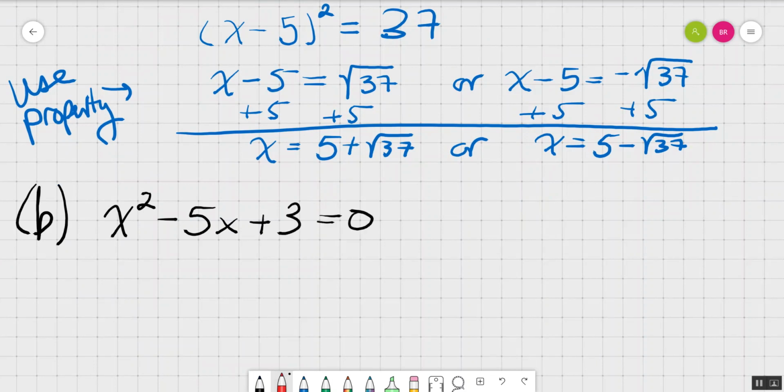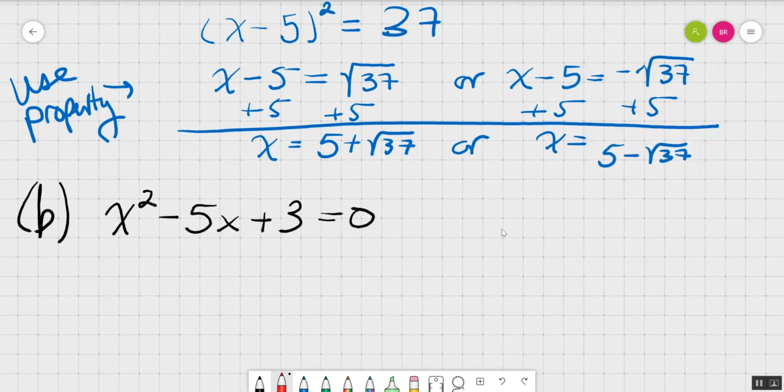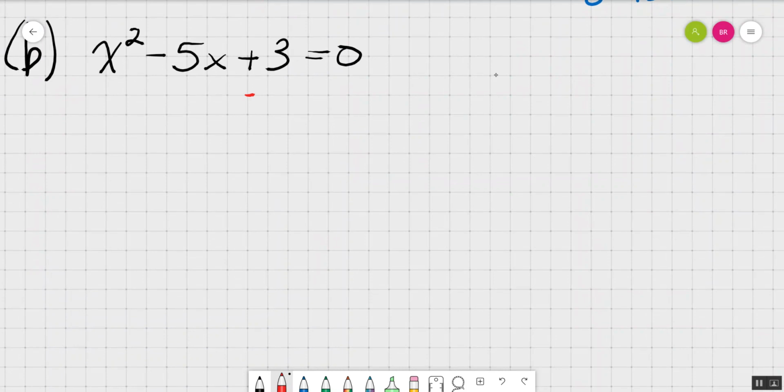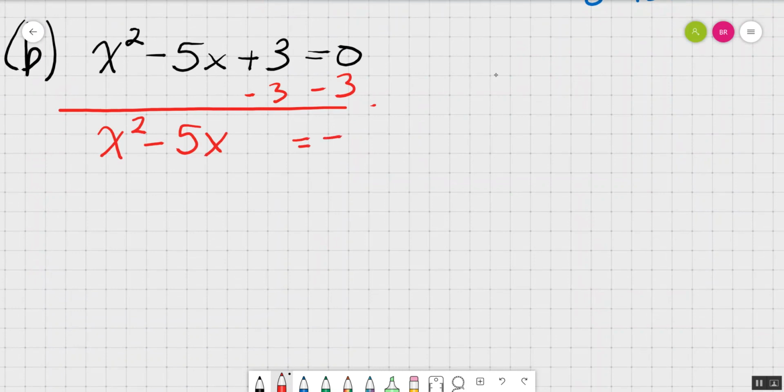Okay, first up, what do I do? I want to get rid of that 3. Oops, I accidentally moved that, sorry. I want to get rid of that 3. So I'm going to subtract 3 from both sides. So I get x squared minus 5x equals negative 3. That was really loud, I'm sorry.